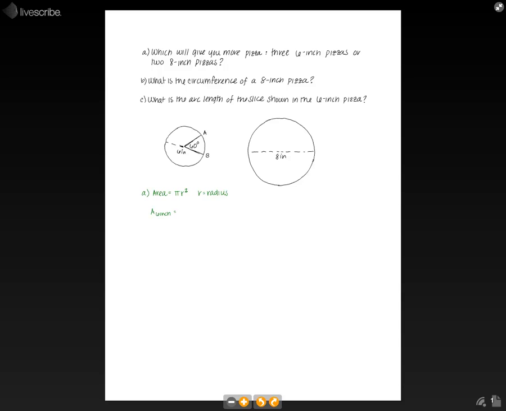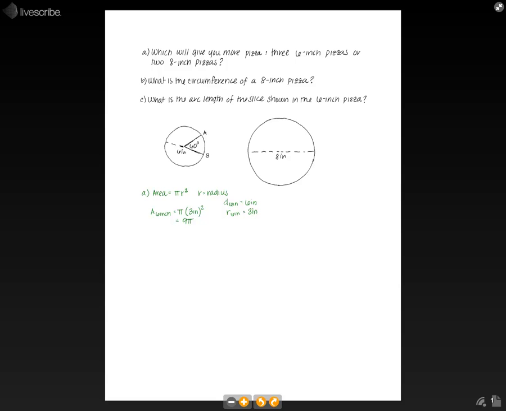alright, so we know that the diameter of a 6-inch pizza is 6 inches, right? And we know that the radius of a 6-inch pizza has got to be 3 inches, since it's got to be half of the diameter, okay? So we know that the area of a 6-inch pizza has to be pi and then 3 inches squared, okay? So we can simplify that to 9 pi, right? So that's the area of one 6-inch pizza.